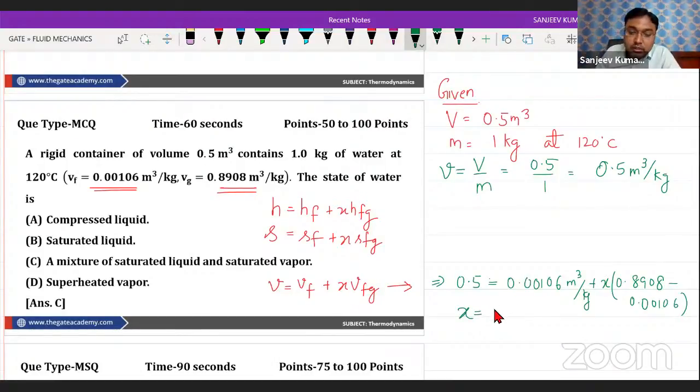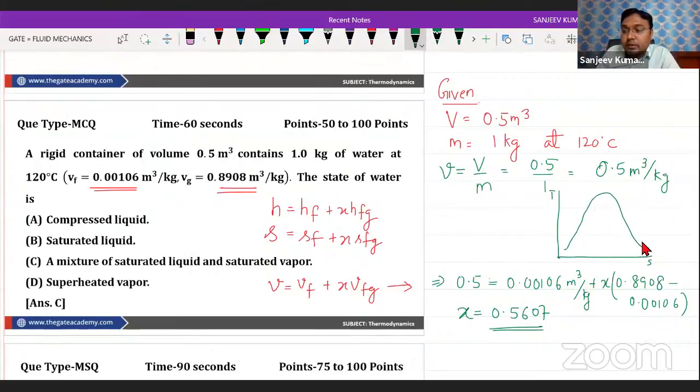From this calculation, X is coming out 0.5607, right? Value of X. Dryness fraction has no unit. 0.5 means it is inside the vapor dome, right? We know this diagram, right? TS diagram. Let us say I am drawing the TS diagram here.